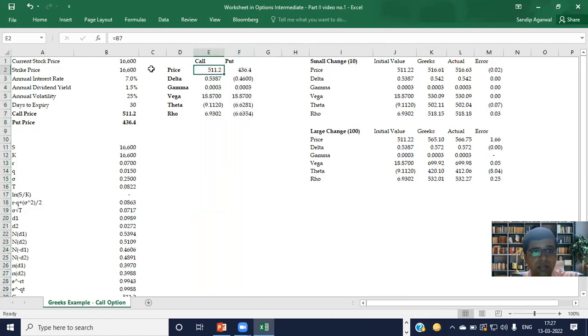So you can see when the underlying instrument, which is Nifty, is trading at 16,600, then the 16,600 strike price call option is trading at 511, and the delta is basically 0.53. Now say if the Nifty moves by 10 points in the upward direction, then what should be the price of the option in that case, assuming the other option Greeks, which are basically gamma, vega, theta, and rho, are constant.